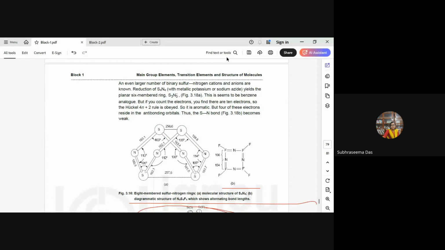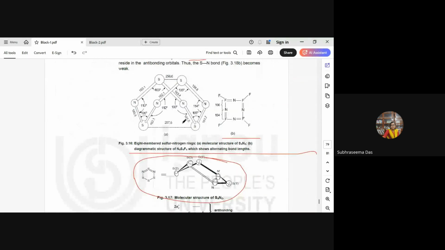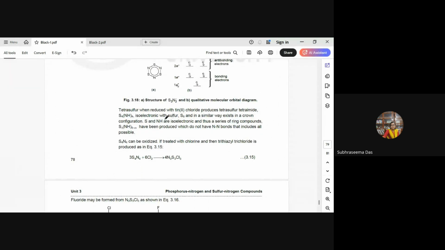A larger number of binary sulfur nitrogen compounds and anions are also known. If we reduce S4N4 with metallic potassium, it yields S3N3 minus. This seems to be a benzene analog, and if we count the electrons, the Huckel rule is obeyed, so it is aromatic in nature. This is how a series of sulfur nitrogen compounds can be formed.